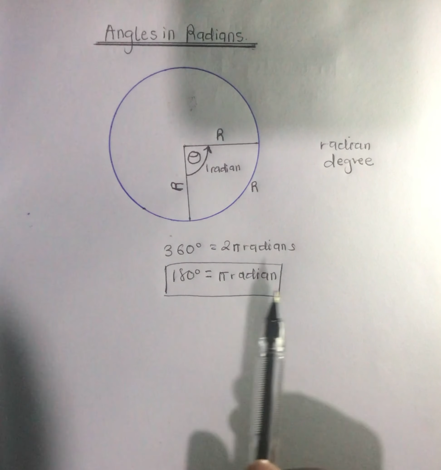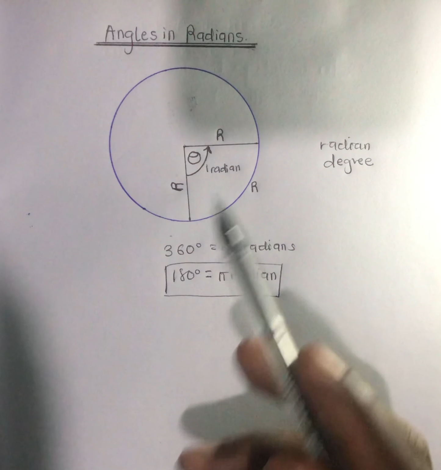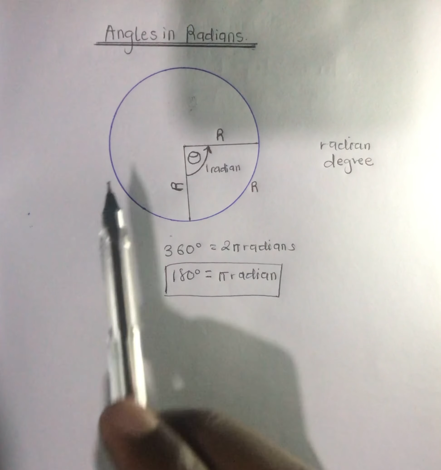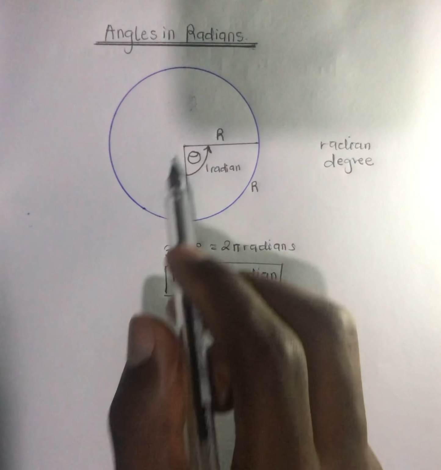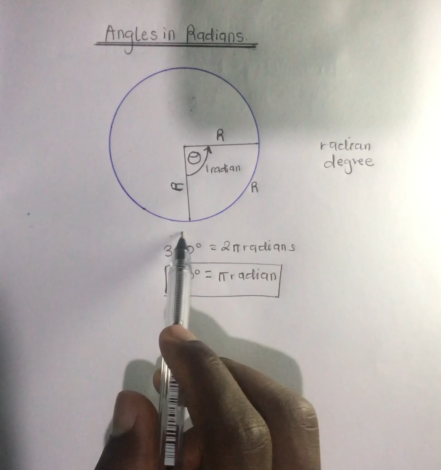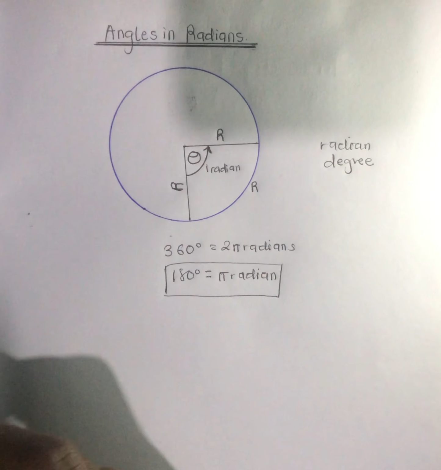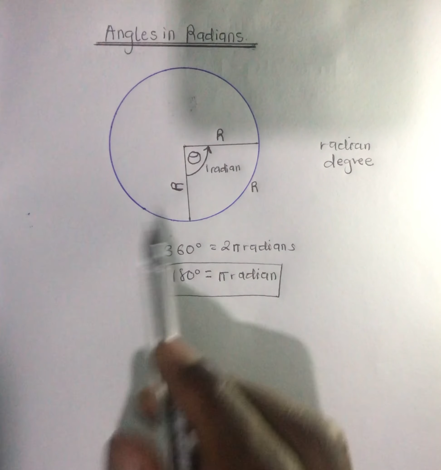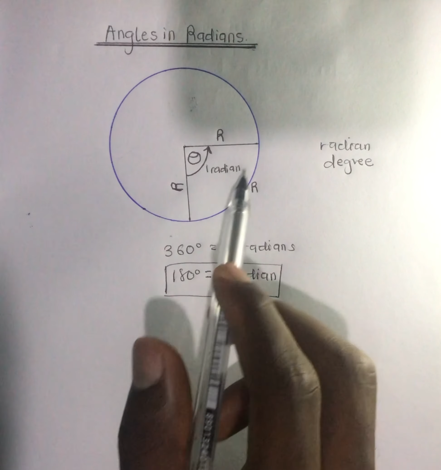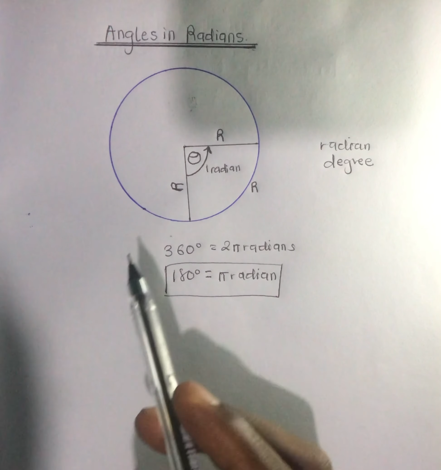Now, having a circle of circumference C at a particular distance, at a particular angle, the arc distance is equal to the radius, and we call this angle 1 radian. So in other words, at 1 radian, the arc distance is equal to the radius, right?